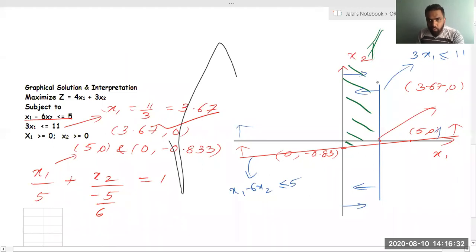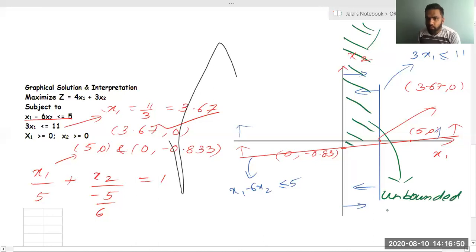It is so difficult to draw here. This line will keep on extending. So if this line will keep on extending, this region will keep on going up to infinity. Such kinds of regions where there is no bound are called an unbounded region. This is very important. Such regions are called unbounded regions.